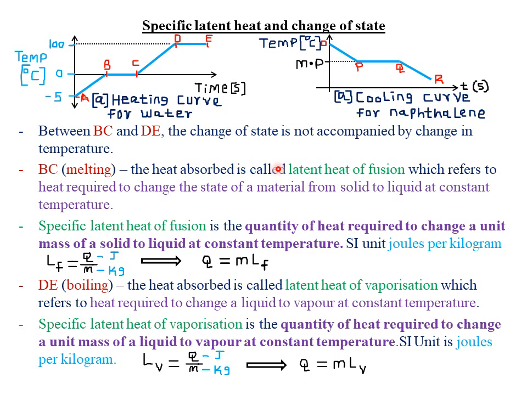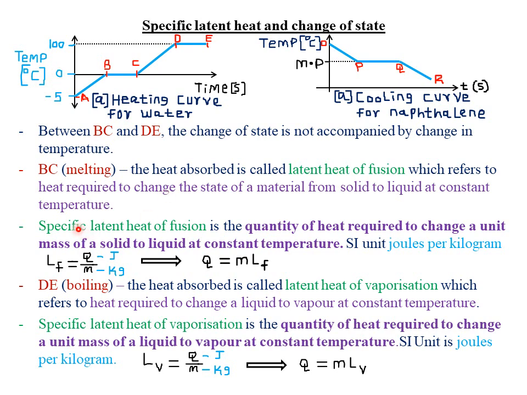So the heat that is absorbed, or the heat required to convert the solid form of water, which is ice, into the liquid state of water, we call it the latent heat of fusion, which simply refers to the heat required to change the state of a material from solid to liquid state, of course at constant temperature, because you can clearly see between point B and C, the temperature is 0 or it is remaining constant.